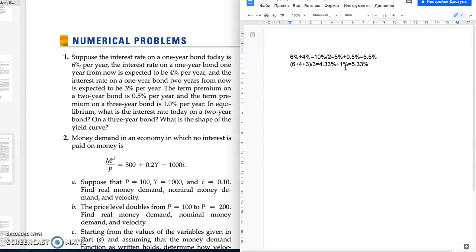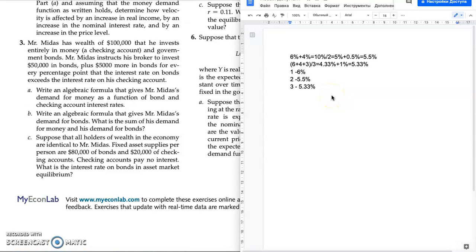The yield curve would show the interest rate on a 1-year bond, which is 6%. The interest rate on a 2-year bond is 5.5%, and the interest rate on a 3-year bond is 5.33%. So it would be downward sloping, which is called inverted in the market. First year is 6%, second year is 5.5%, and third year is 5.33%. Then you can see the downward tendency. So let's move on.